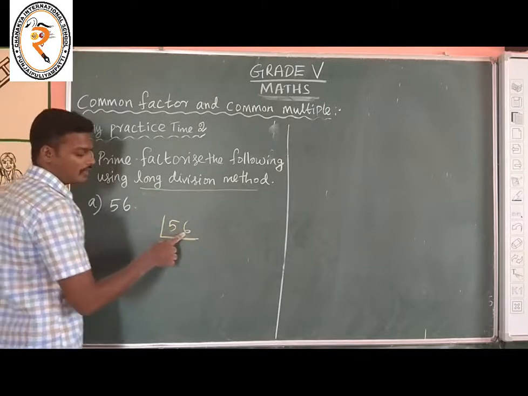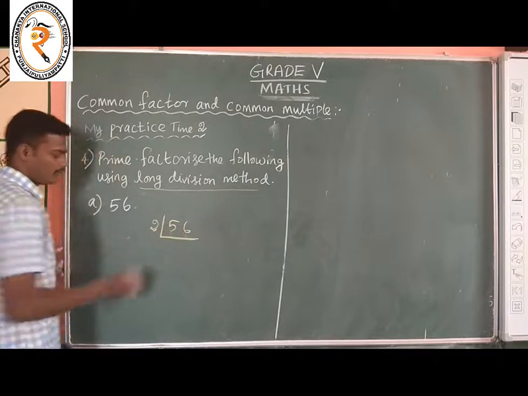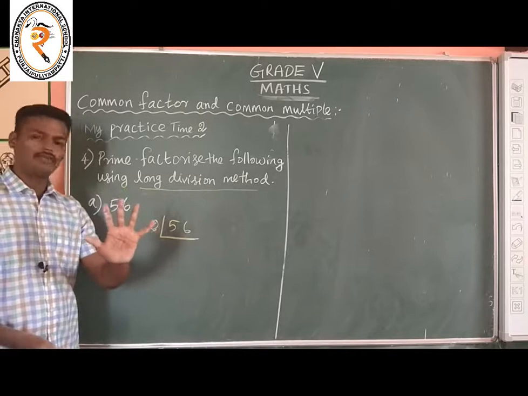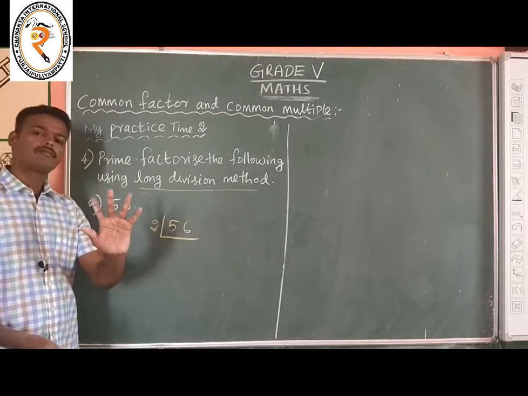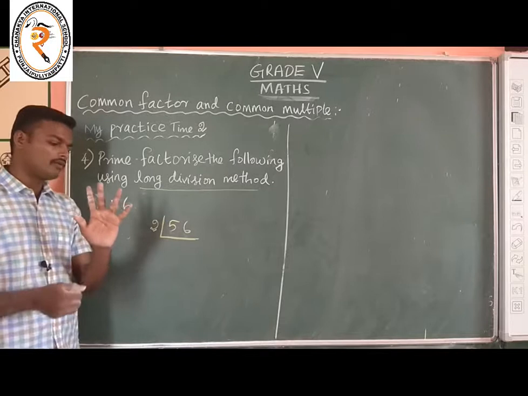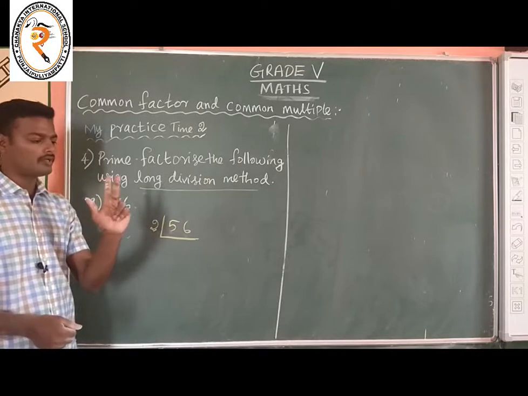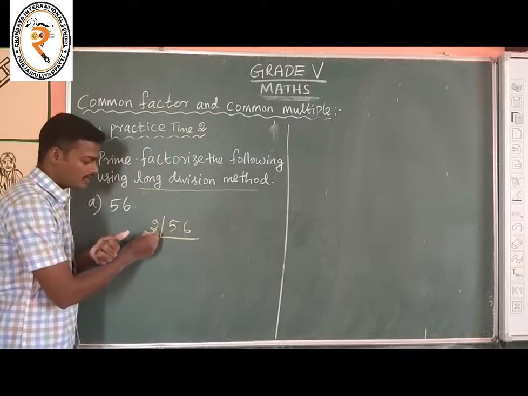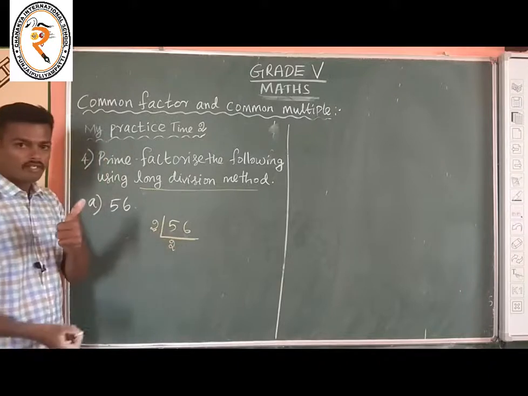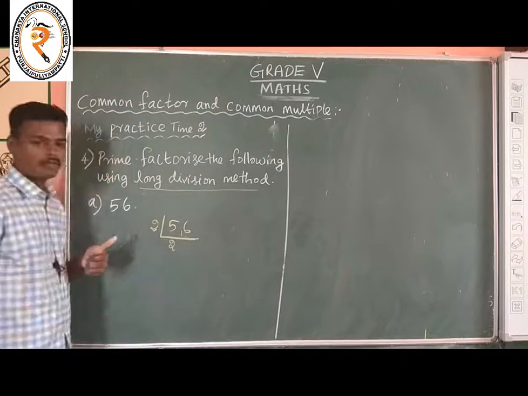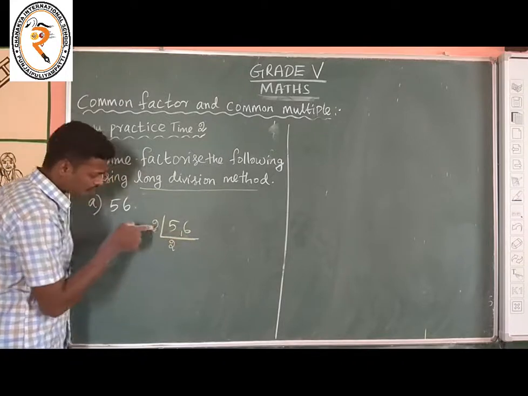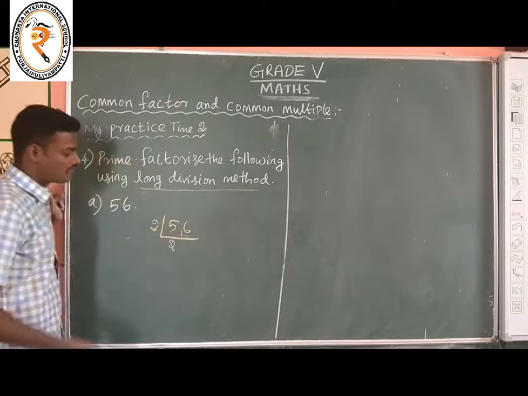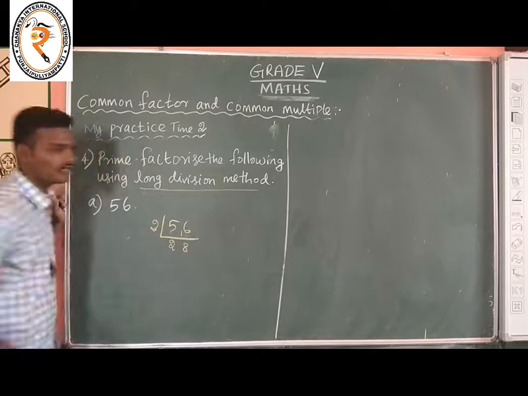56 is an even number. First we divide by 2. Take the first figure, 5, in the second table: 2 ones, 2 twos, so 5 comes in the second table 2 times and the balance is 1. Bring down the small 6 with the balance 1, so we read it as 16. 16 comes in the second table 8 times.